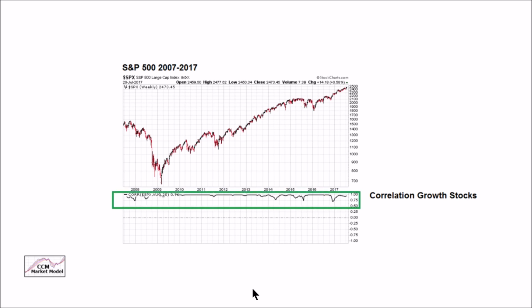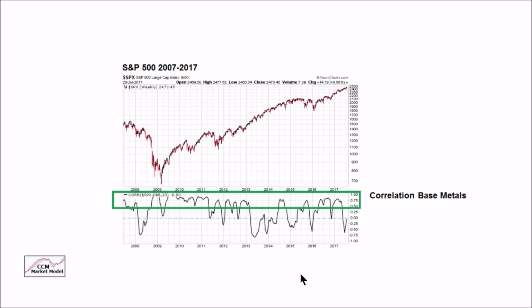So when trends are strong, this is what we want the correlation box to look like. We really don't want anything down here in the negative correlation territory. Why? In this instance, if the CCM market model was right in identifying this strong long-term trend and we owned DBB or base metals, this is a negative correlation between the stock market.